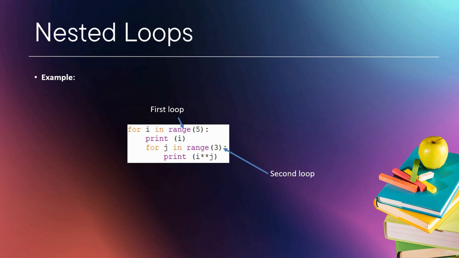So this is how a nested loop looks. We have two loops. The first loop is running for 5 iterations. The second loop is running for 3 iterations. We can use both of the values in either of the loops. We will have a look at this practically and it will be much more clear.